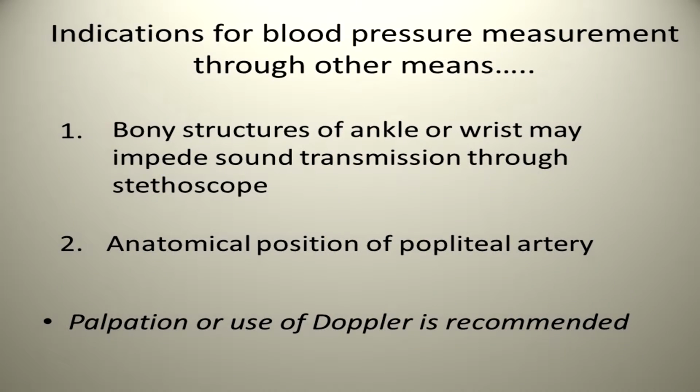It is notable that the bony structures of the ankle or wrist, or the anatomical position of the popliteal artery, may make sound transmission through the stethoscope more challenging. Therefore, palpation or use of a Doppler to obtain the systolic blood pressure might be indicated. Additionally, a supine position, as is seen in this individual, would be best to obtain a lower extremity measure, as it would limit muscular contraction.